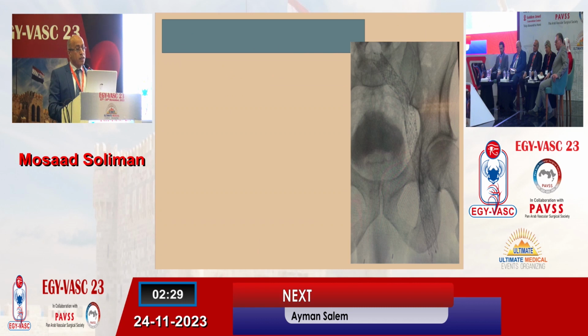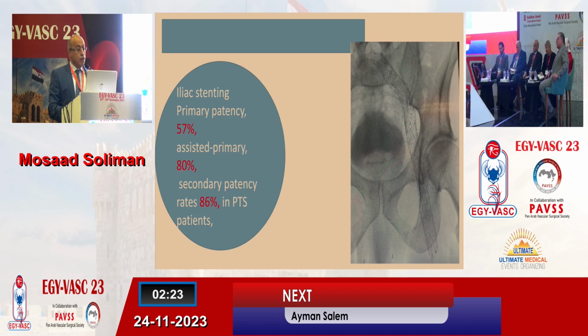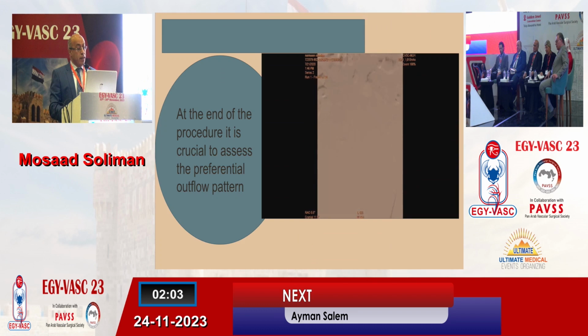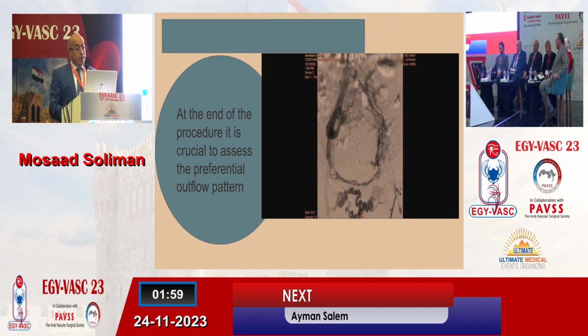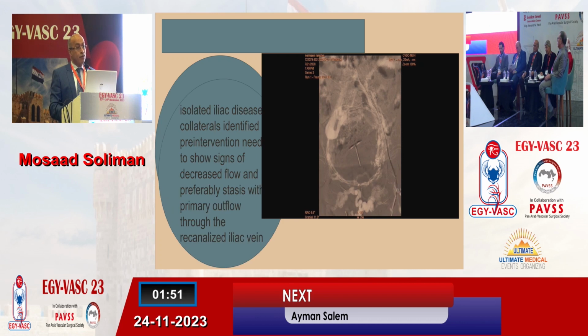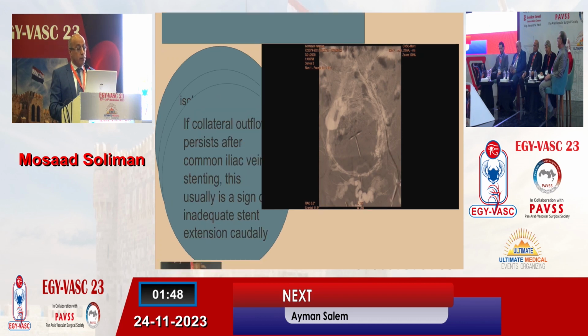When we stent the iliac system and the common femoral system, we may achieve a primary patency of 57%, with assisted primary patency of 80% and a secondary patency of 86%. But again, in the presence of extension below the inguinal ligament, there is a 3.5 to 3.8 fold increased risk of stent occlusion. And in such cases, disappearance of the collaterals is mandatory, and if the collaterals don't vanish in front of you with a single trunk into the IVC, you have to extend your stent more caudally.